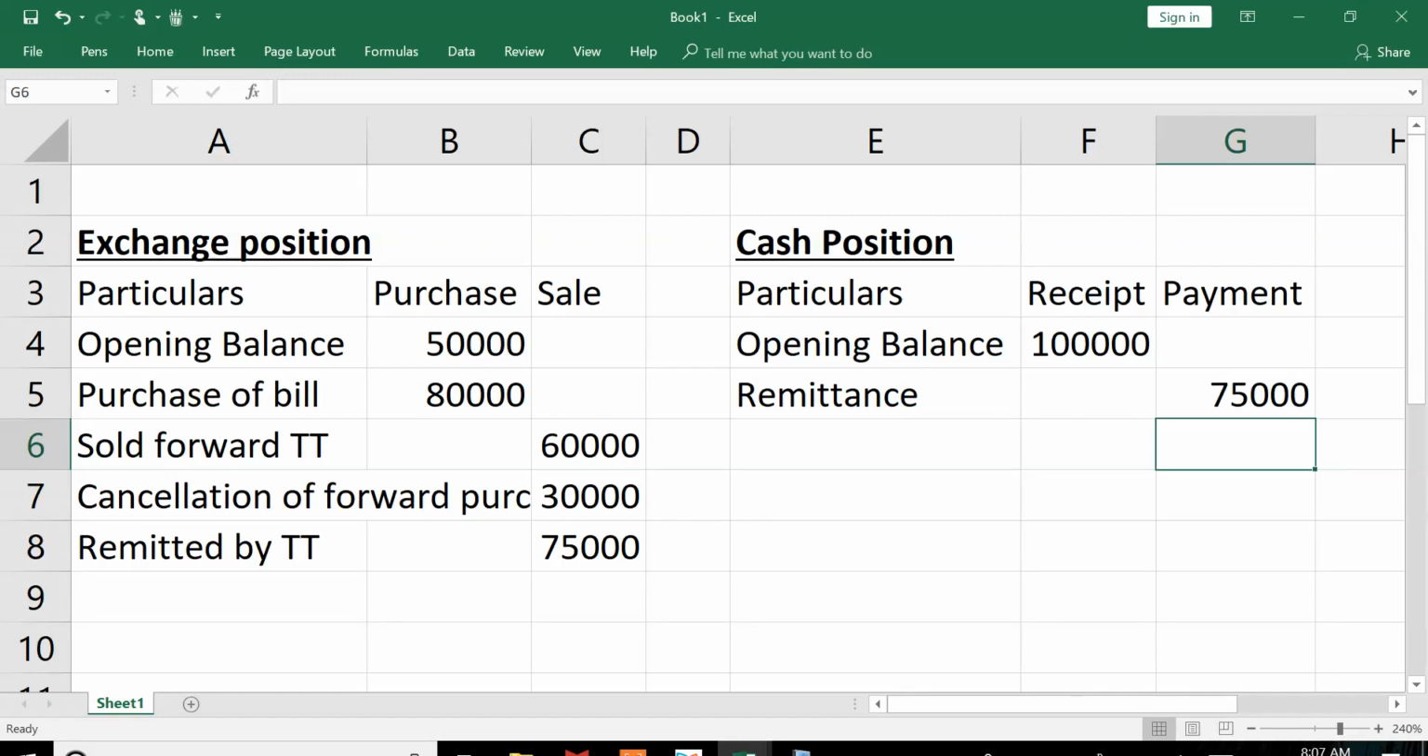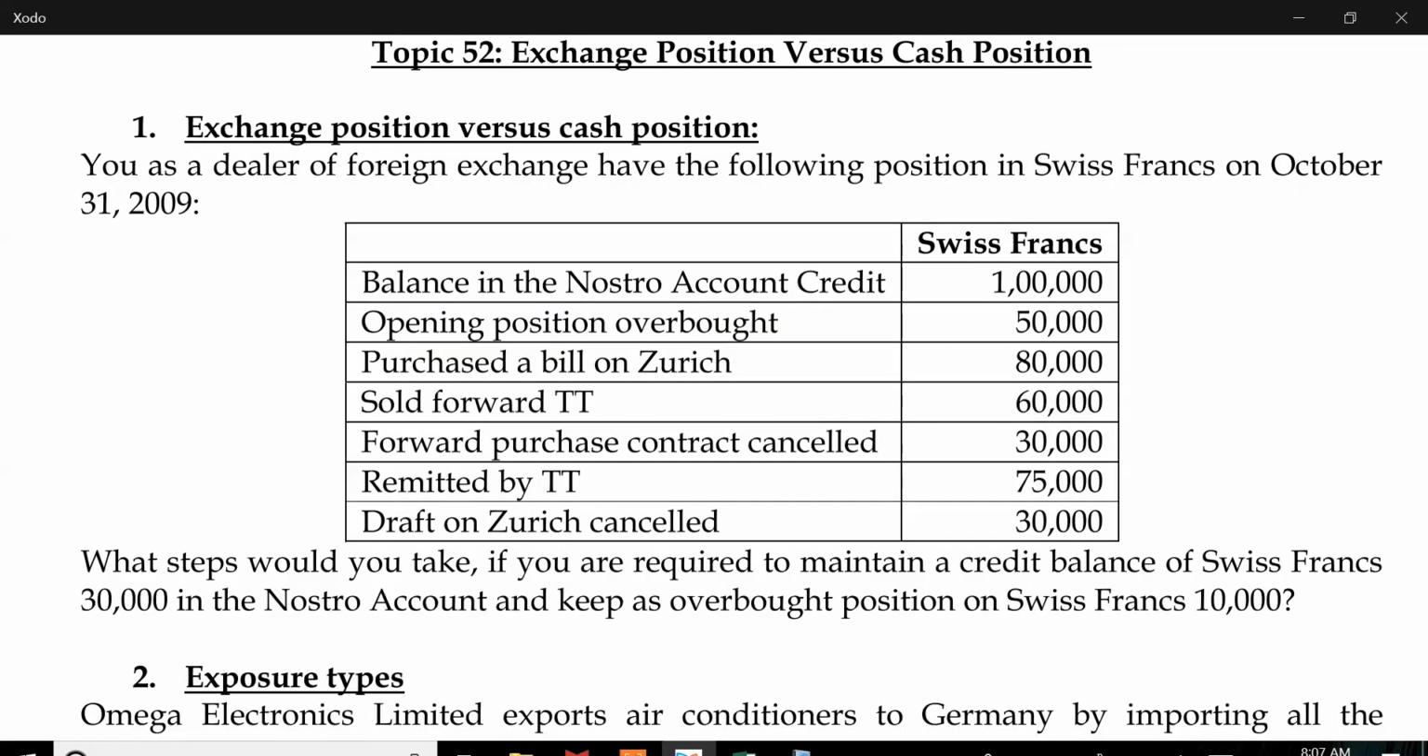Realizations of a DD, realization of a bill, honoring your forward purchase commitment, honoring your sale commitment, all of this will impact only cash position, because first it has already impacted your exchange position. Second, now the realization is happening, it's going to impact your cash. It should be in receipts. Payment, or you have remitted, no?